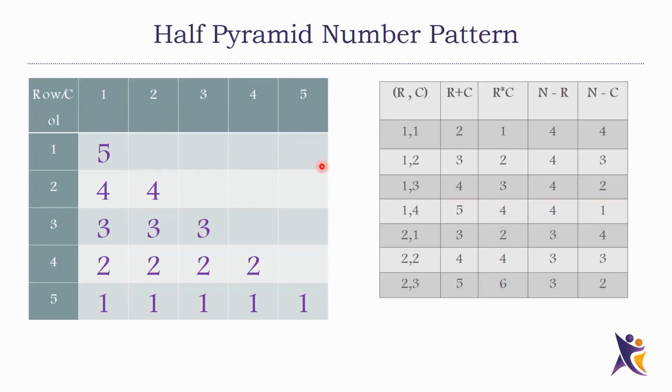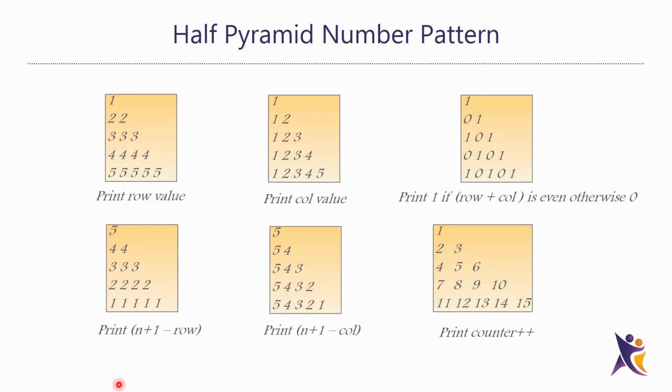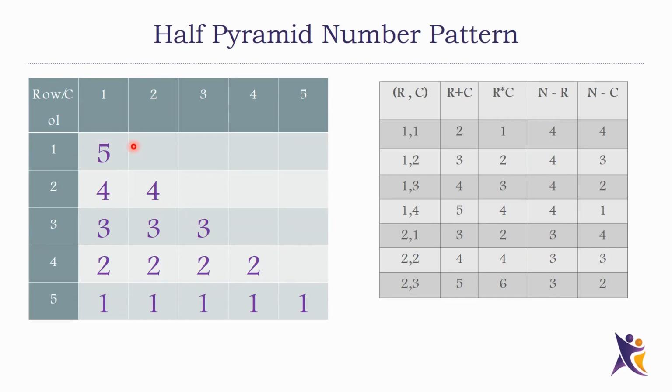And also, you don't need to follow the same logic. You don't need to follow this n plus 1 minus row. So we can also print this kind of thing using different logic. Let's take this example. Since for the first row I have to print 5, for the second row I have to print 4.